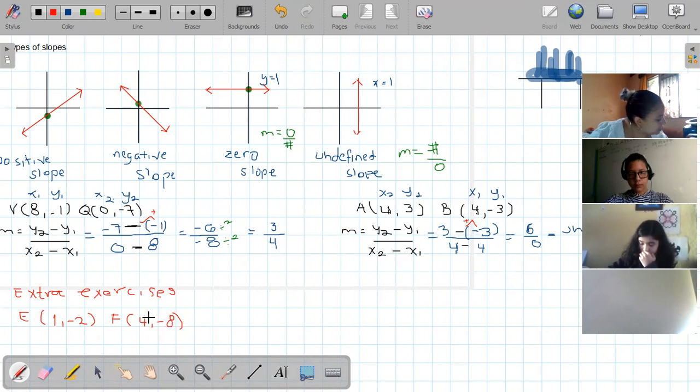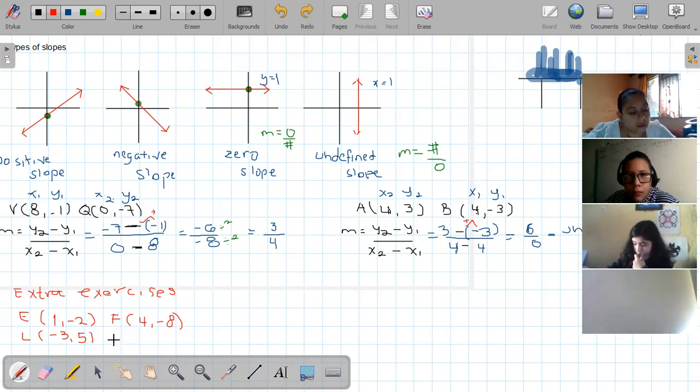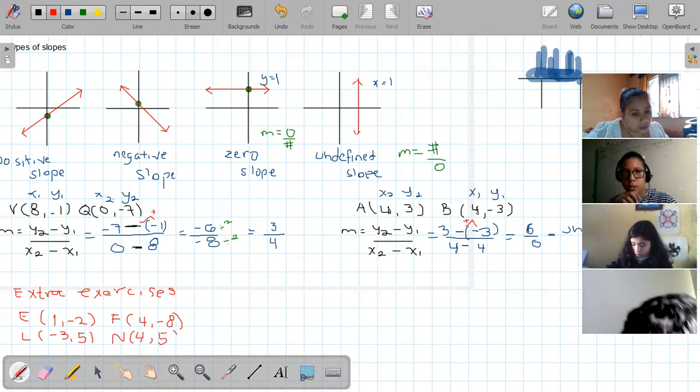And the other exercise that you are going to be doing is, let's call this point L, and this is -3, -5, and point M, which, now let's not call it M because we don't want to get mistaken, let's call it N. Point N is 4, 5. Those are your 2 exercises that you need to do.